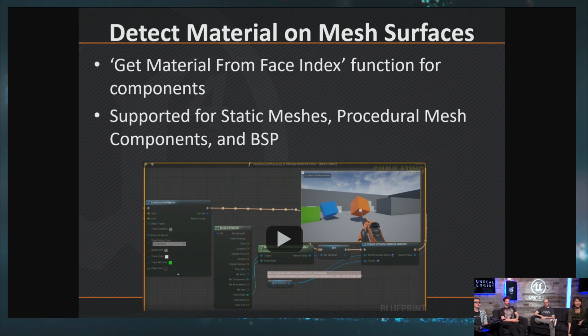Yeah. Detect material on mesh surfaces. This is a cool new feature that's been exposed as a function for Blueprint. It's very, very useful for a lot of instances where you're working with color, what material you're hitting, etc. This is, as it says, supported by static meshes, procedural mesh components, and BSPs. It doesn't have skeletal mesh support yet, as far as I've been told, but this is very, very good for hitting things in your environment and getting back the material from the face index, so getting the very specific kind of material that you hit when it has a lot of different things happening.